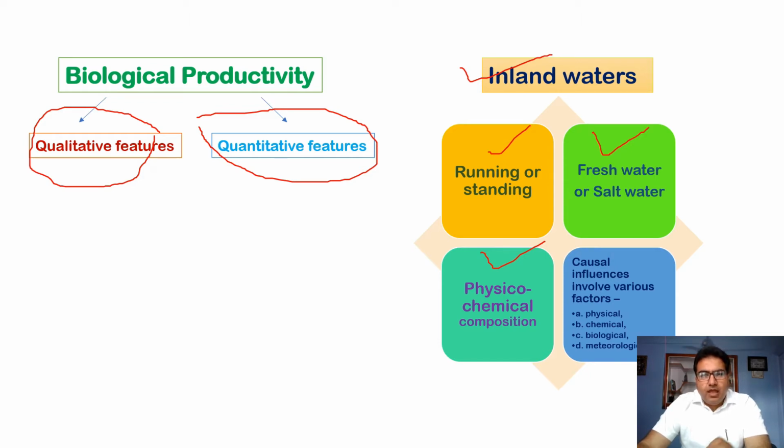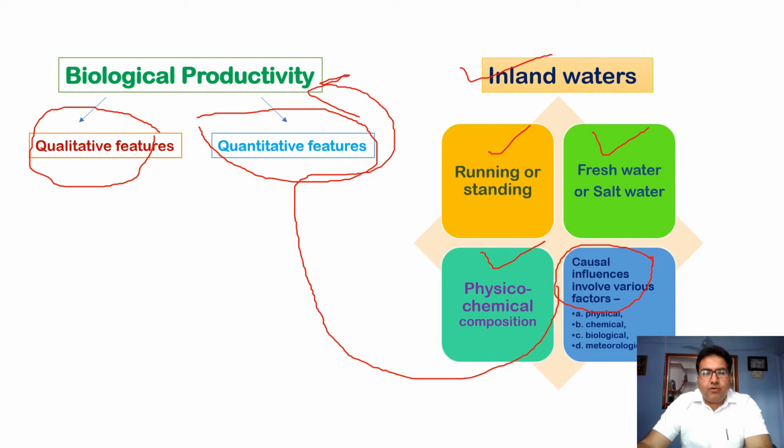Secondly, there was the concept of the causal influences. Now, what are these causal influences which involve? These causal influences involve various factors. These factors can be physical factors, chemical factors, biological factors, or meteorological factors, which determine the character and quantity of the biological production. It is all these causal influences which have a direct or indirect role in the biological productivity.